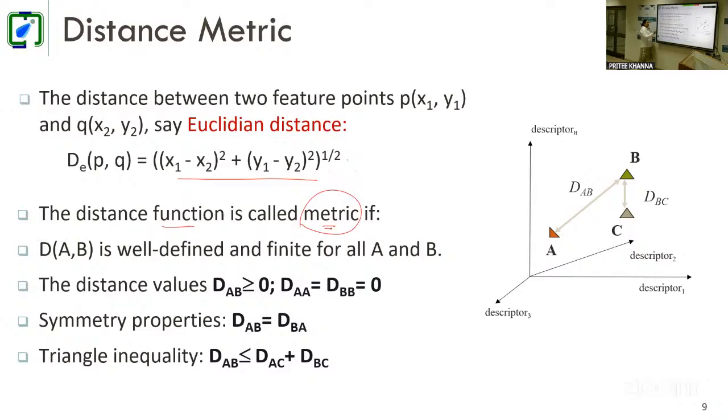If you are considering the same point, the distance is 0, but the distance between two different points is greater than or equal to 0. Whether you are calculating the distance from A to B or B to A, it should be the same. And finally, there should be the triangular inequality. I hope you all remember the Pythagoras theorem: the sum of two distances is greater than or equal to the third distance, so the distance between three points. If a distance function follows these properties, we call it a distance metric.